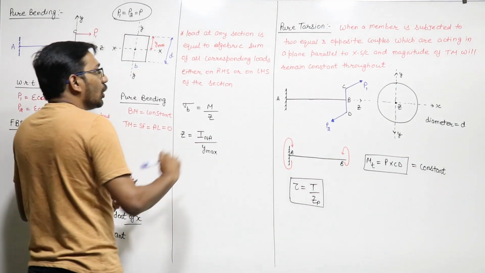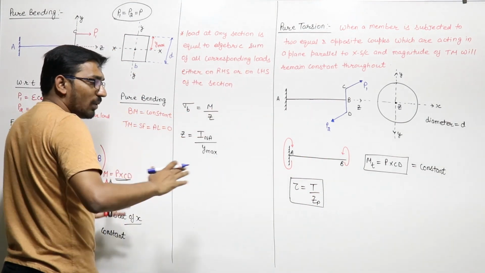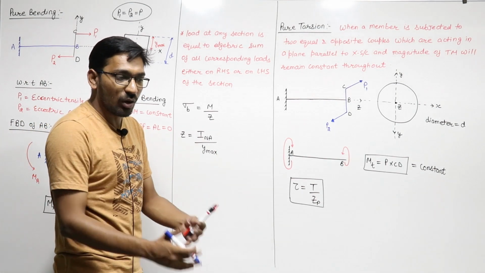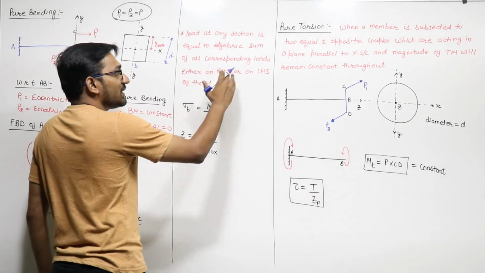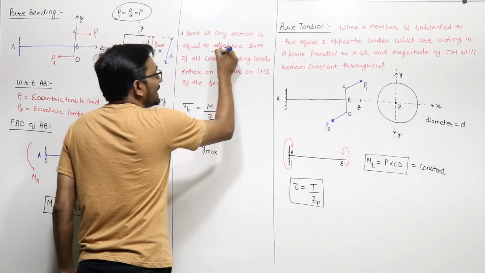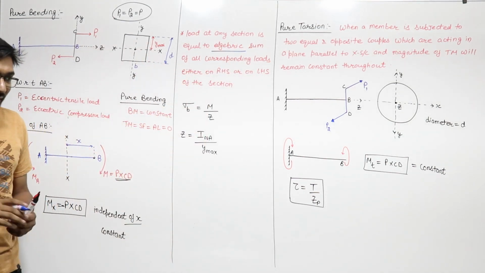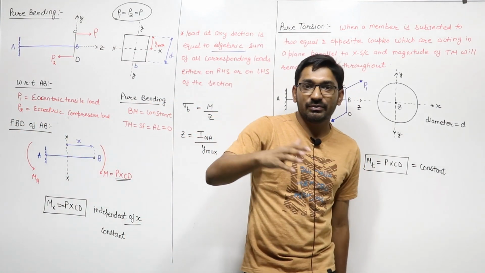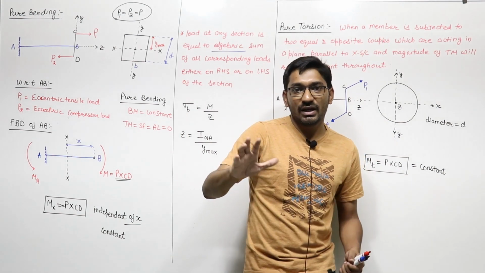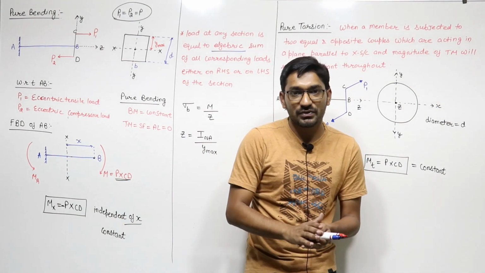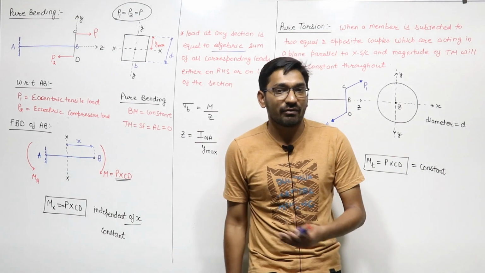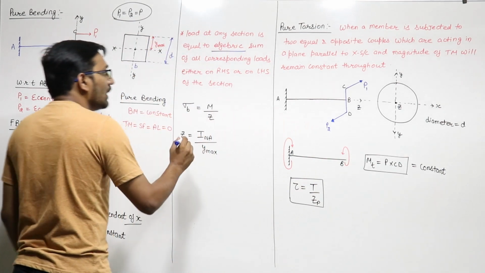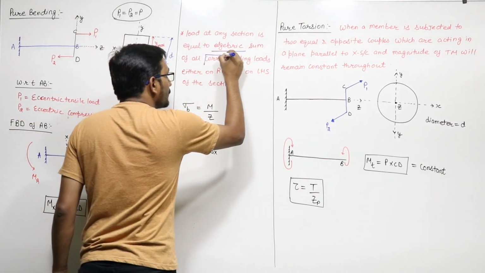So the load at any section of a beam, or of a shaft, or of any member, is equal to the algebraic sum. The meaning of algebraic sum is, as per the sign convention, if the load is positive then you take positive, if the load is negative then you take negative. It is the algebraic sum of all the corresponding loads.